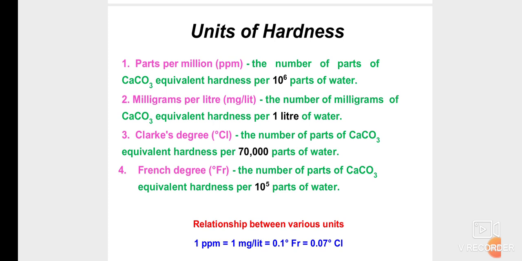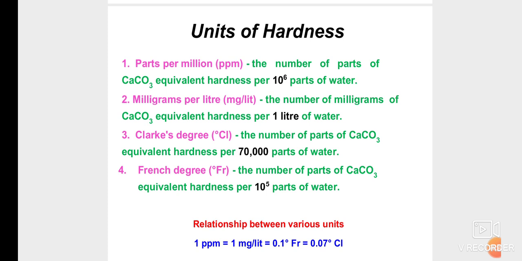The number of parts of calcium carbonate equivalent to 10 to the power of 5 parts of the water is called the French degree. So what is the relationship between the various units? 1 ppm is equal to 1 milligram per liter, which is equal to 0.1 degree French, and which is equal to 0.07 degree Clark.